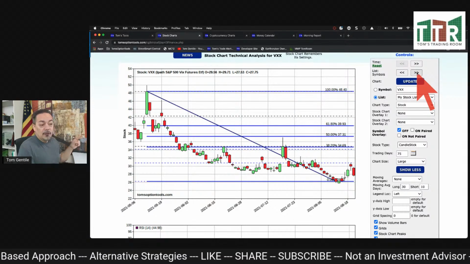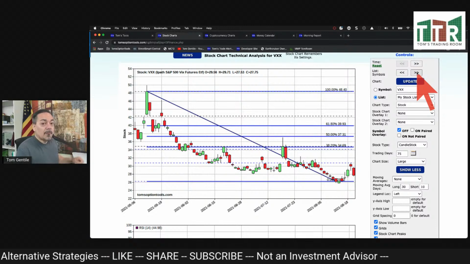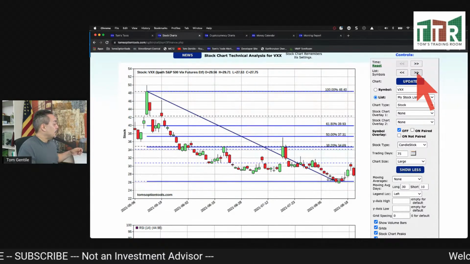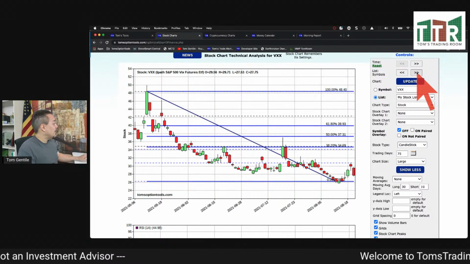But I'm also going to be using this, and I'm going to be buying some of this as a hedge against any long-term holdings that I might have. We'll get into that in future live casts.